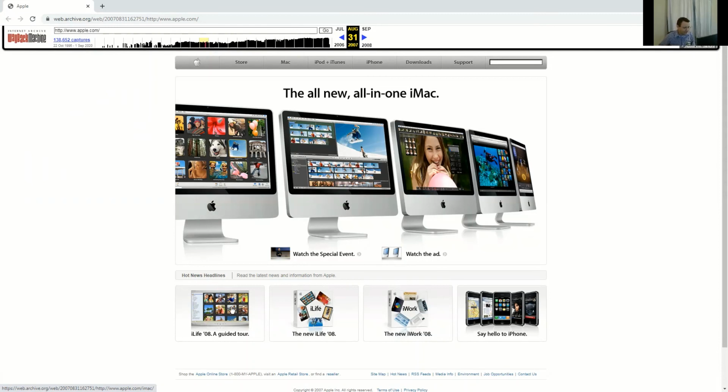After that, you get this iLife down in the corner, new iLife, new iWork, oh wait, okay. And then you finally get to the iPhone, right? Say hello to the new iPhone. That's the little square in the bottom right of the website. So what's happened since then? Well, the iPhone has dominated. The iPhone has been the main thing that's driven Apple's success.